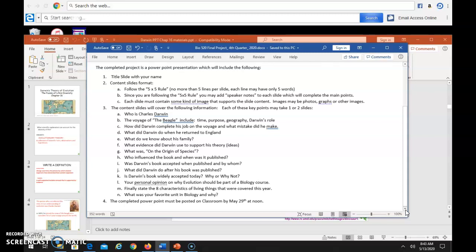Finally, what was On the Origin of Species, which is Darwin's book? Who influenced the book, and when was it published? Was Darwin's book accepted when it was published? Is it accepted now? After Darwin finally published his book, and what actually inspired Darwin to publish his book? There's one key point. Darwin wrote his book, but he didn't publish for a long, long time. What pushed him to publish his book?